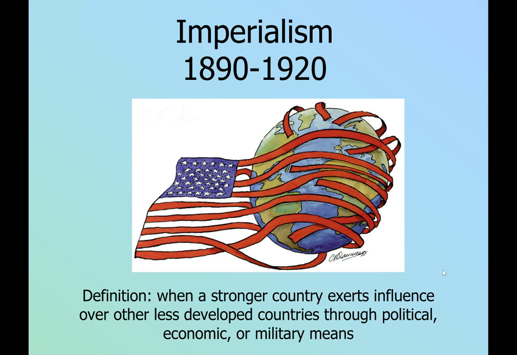So essentially what that looks like is a larger industrial country will go and either take over or send their military into or use economic means to exert influence in a smaller, less developed country. So you can see in the picture, this is the United States moving into a period where we're essentially taking over or exerting our influence in many more parts of the world.